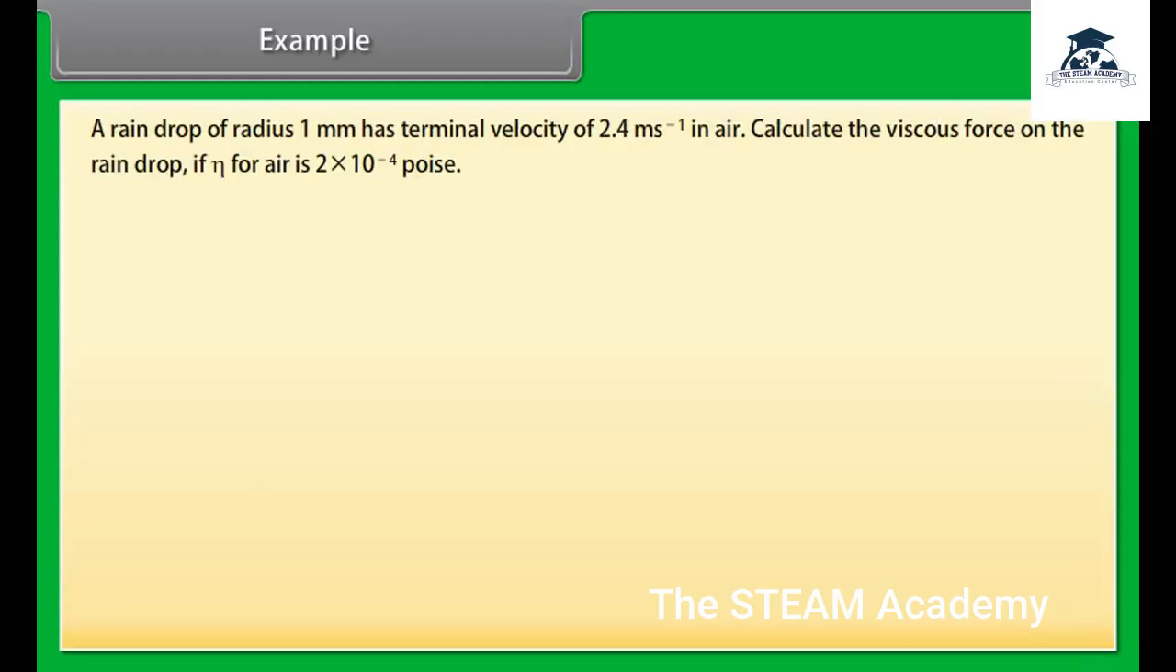Example. Let's take an example on Stokes' law. A raindrop of radius 1 mm has a terminal velocity of 2.4 meters per second in air. Calculate the viscous force on the raindrop if η for air is 2 × 10^-4 poise. Let's see the solution.